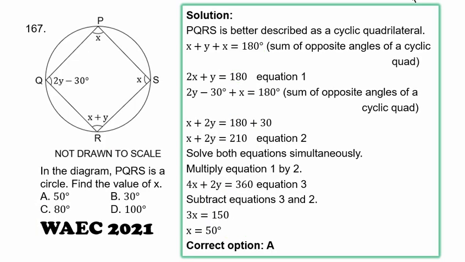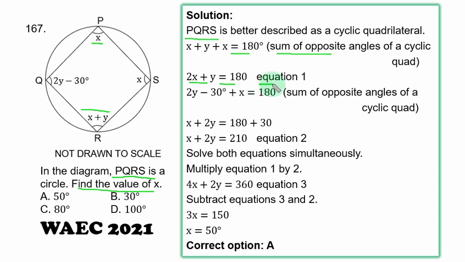Example 167. In the diagram, PQRS is a circle. Find the value of S. Solution: PQRS is better described as a cyclic quadrilateral. Now, this angle S plus this angle, the sum is equal to 180 degrees. You have the reason. You have 2S plus Y equal to 180.